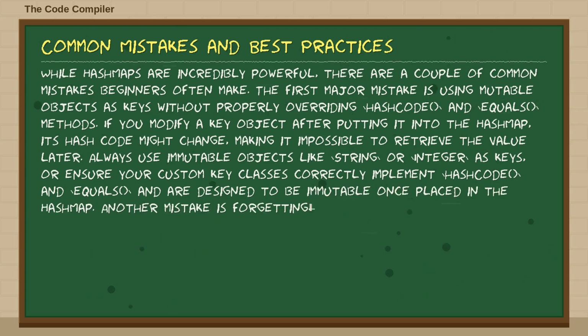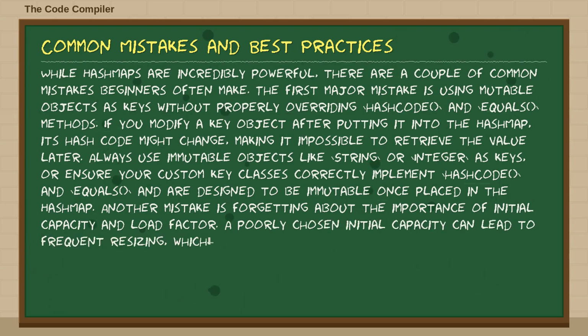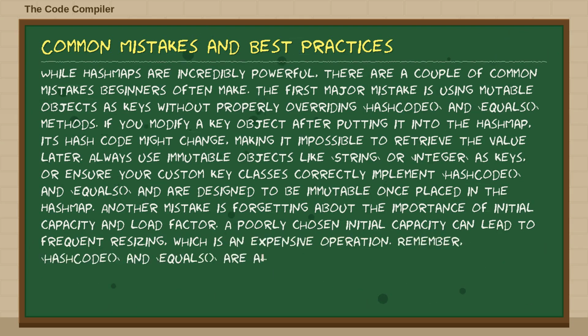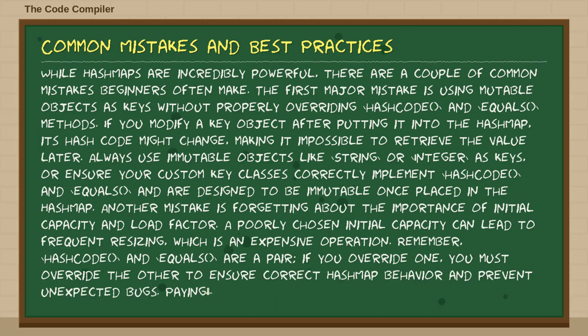Another mistake is forgetting about the importance of initial capacity and load factor. A poorly chosen initial capacity can lead to frequent resizing, which is an expensive operation. Remember, hashCode and equals are a pair. If you override one, you must override the other to ensure correct hashmap behavior and prevent unexpected bugs. Paying attention to these details will make your hashmap usage much more robust and performant.